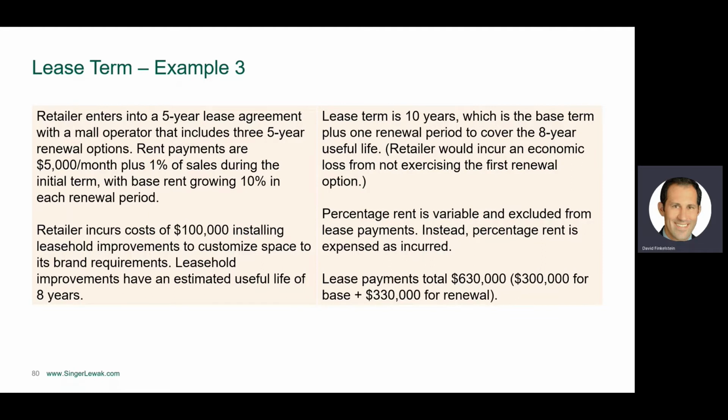Now, the percentage rent is considered variable and will be excluded from the lease payment calculations. Instead, the percentage rent is going to be expensed as incurred. So that 1% of sales would be expensed as it was incurred. In this example, lease payments would total $630,000. So that'll be $300,000 for the base year or base lease term, plus $330,000 for that renewal term.